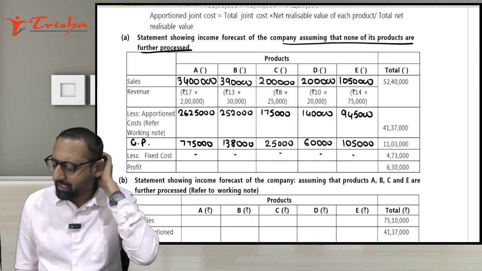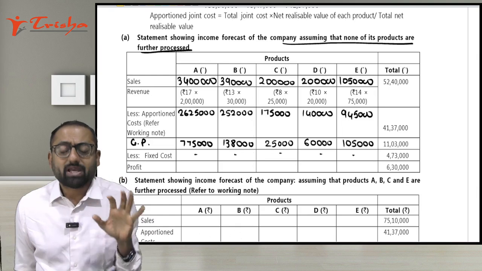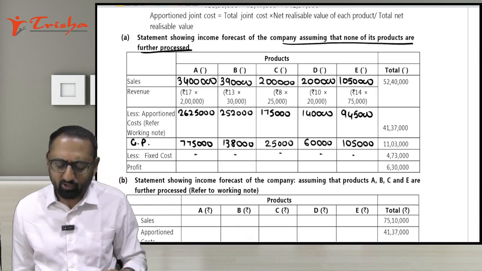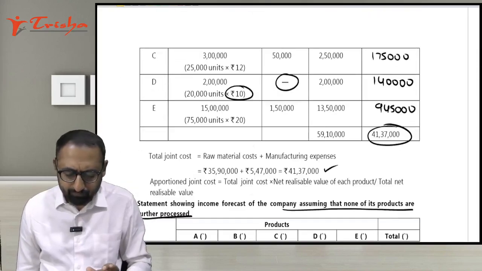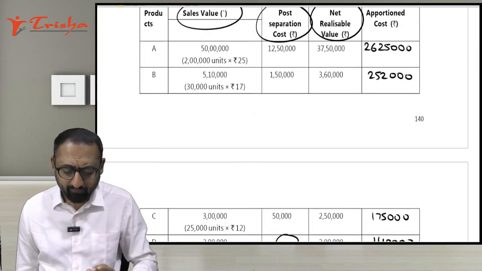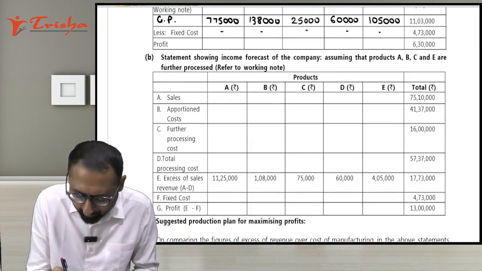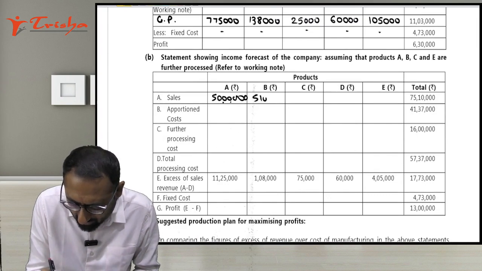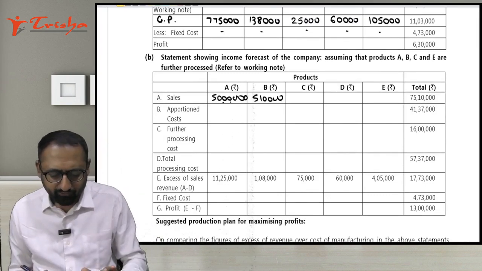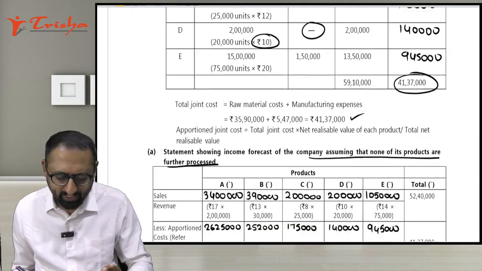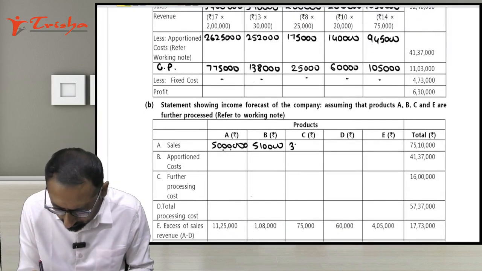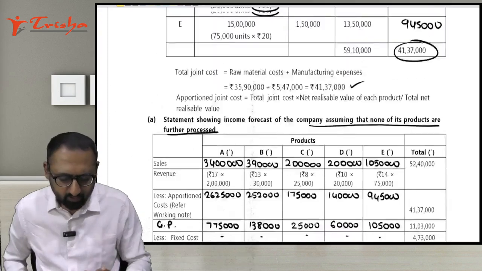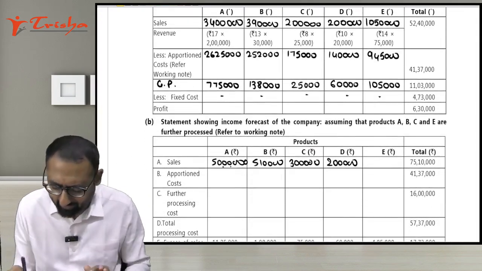Second question is asked: calculate the profit if A, B, C and E are further processed and D is sold at the split off. Now let's calculate that profit. So sales value of product A 50 lakhs, then 5,10,000. For product C, total sales value is 3 lakh. 2 lakh for product D. And for E, it is 15 lakhs.